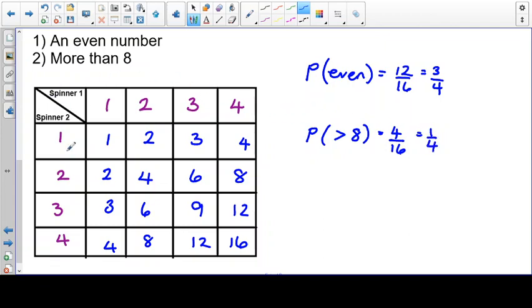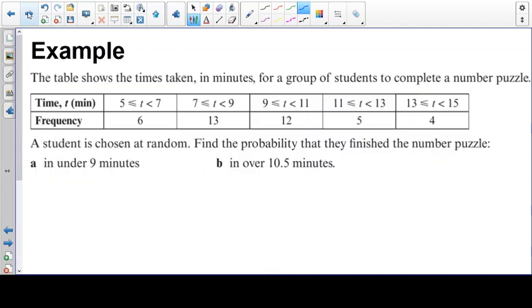Okay, so if there's 2 things happening at the same time and you need to see lots of outcomes, it's worth just drawing a quick sample space diagram. And then the other thing that you might see, you may not have seen these at school. I'm really sure you've seen a table, but you might not have done probabilities on them. We've got a grouped frequency table.